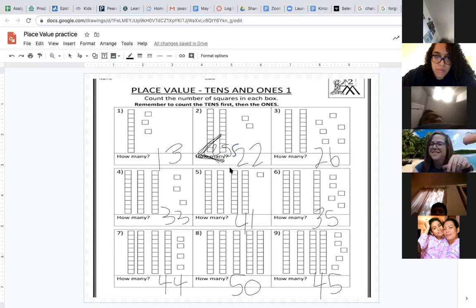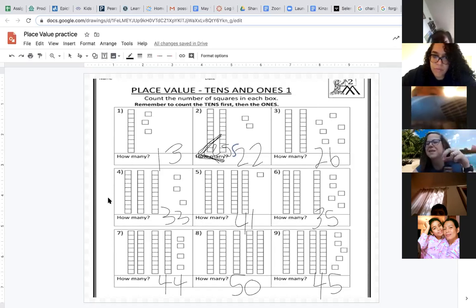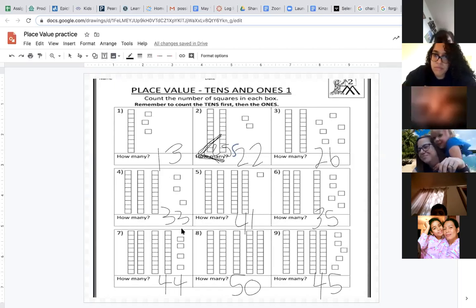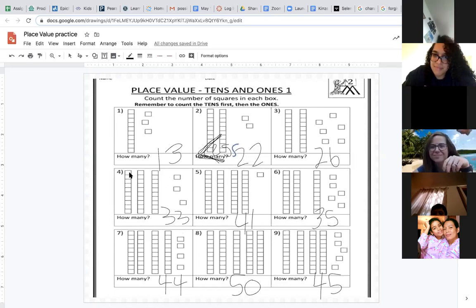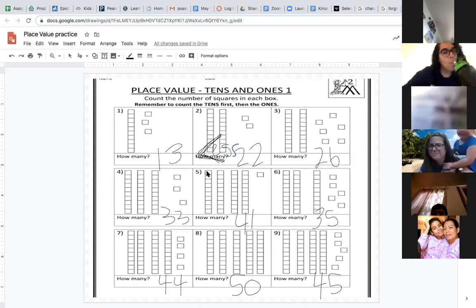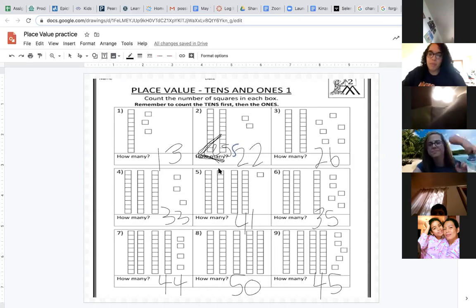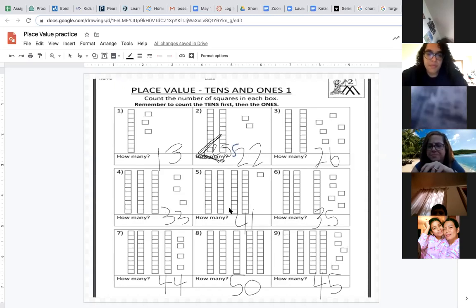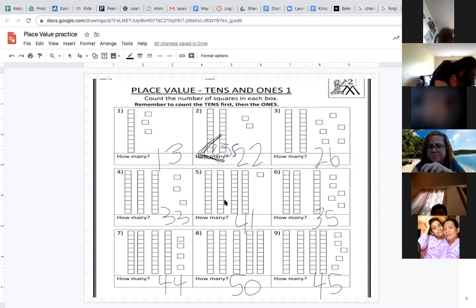Okay? So 33 and 41. Genesis, I want you to help me with that. We want to compare these two numbers. How many groups of 10 does the number 33 have? We have 3 groups of 10 here, so that represents 30. How many groups of 10 does 41 have? 4.